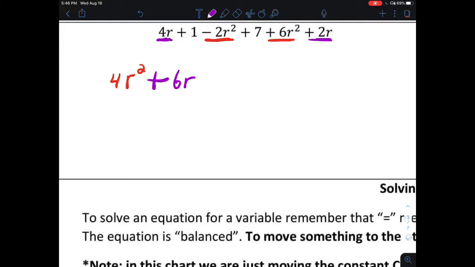And lastly, we have one more kind of term. Let me change colors one more time. I have +1. I have a +7. That gives me +8. Okay, so that's combining like terms.